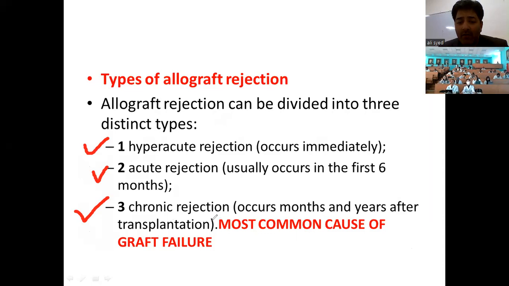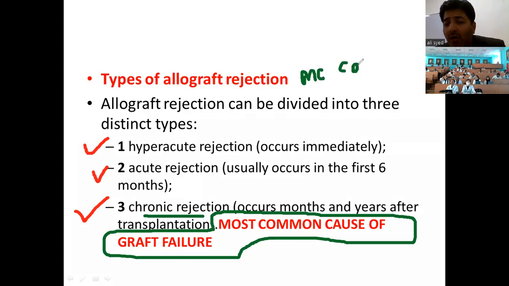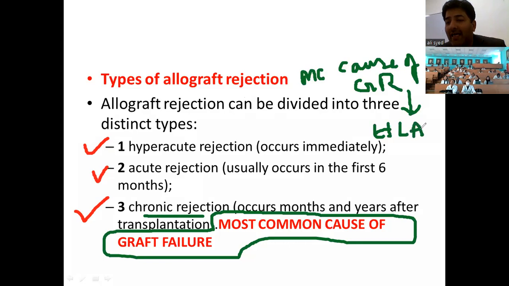See here. Which is the most common cause of graft failure? Your answer will be chronic rejection. Okay. If I ask you, what is the most common cause of graft rejection, then your answer will be HLA antigens. This is the most common cause of graft rejection, but not graft failure.